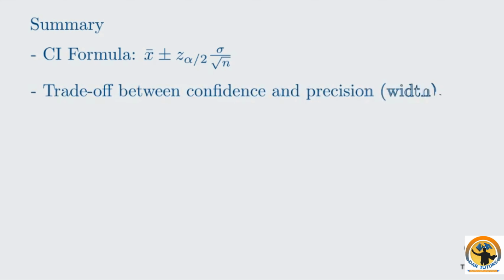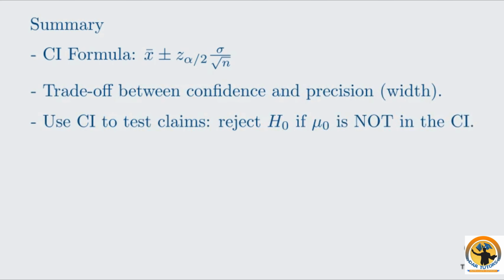Increasing confidence or precision by decreasing interval width are competing goals. We've also learned to use confidence intervals to test claims. Reject the null hypothesis if the claim population mean is not in the confidence interval. We've met our learning objectives. You can now build and interpret confidence intervals and use them to test hypotheses.